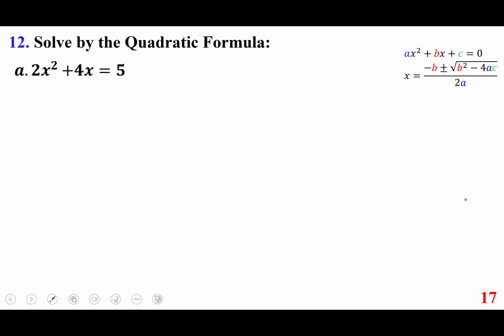Solve by the quadratic formula simply means use that, which means we have to put it in the standard form, moving the 5 to the left. a is 2, b is 4, c is negative 5.